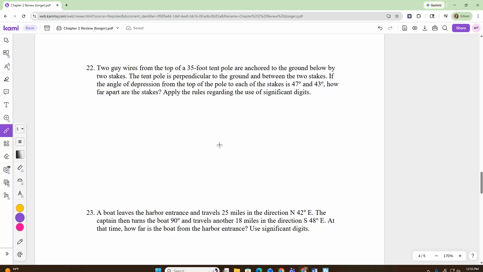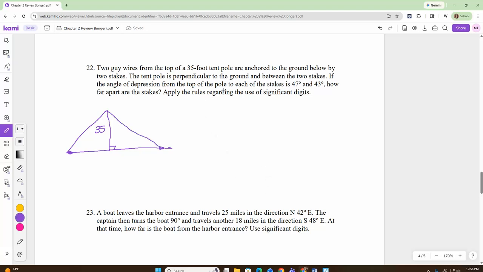All right. This one was probably the most challenging word problem. This one or one of the bearing ones. So we have wires on top of a tent pole. So my tent pole is 35 feet tall. The wires are anchored to the ground below the 2 stakes. The pole is perpendicular to the ground and between the 2 stakes. So perpendicular, right angle, that's between them. So that means my stakes are here and here. So the wires are going to those 2 stakes from the top of my pole.